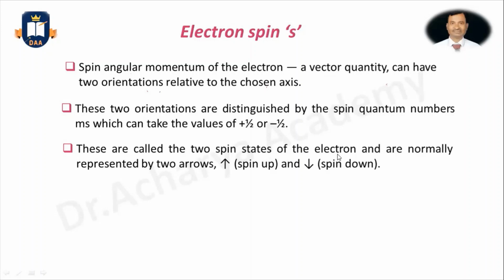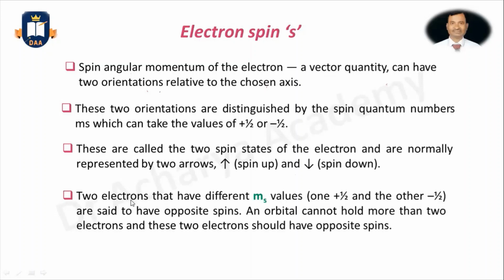That means the spin quantum number is fixed. It has only two values, plus half or minus half. It is not dependent on the principal quantum number value, azimuthal quantum number value, or magnetic quantum number value. And here this is the spin up and spin down. In this way, we easily express the electron. These two electrons that have different ms values, that means one plus half and the other minus half, are said to have opposite spin.